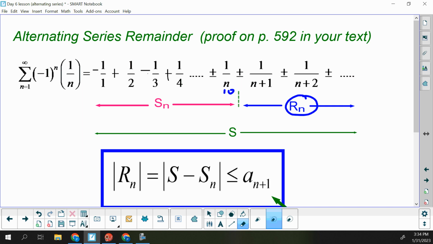Well, let's say hypothetically we did go to 10. Our remainder would include things like, let's see, the evens are all positive here. So our remainder would include things like negative 1 over 11, plus 1 over 12, minus 1 over 13, plus 1 over 14, and so on.